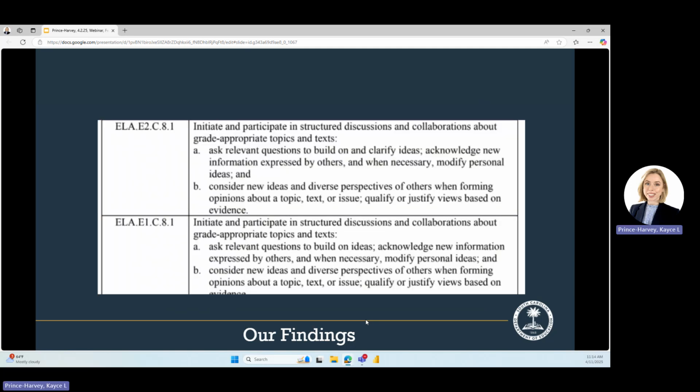We even see within our high school standards for oral communications, when students are collaborating with others, that not only will they have to ask relevant questions, but also build on and clarify ideas. They may need to modify personal ideas through feedback, and then consider those new ideas and perspectives. So each of those incorporates some level of feedback from others.